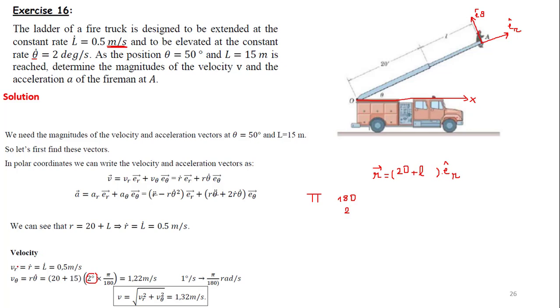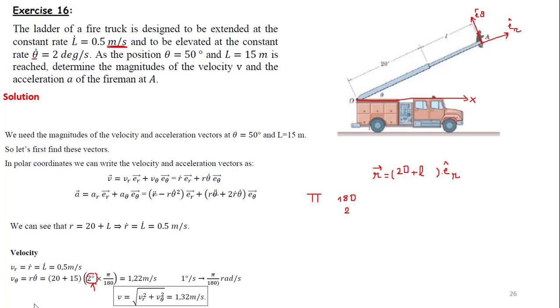So we have VR and we have V theta. We can finally deduce the magnitude of the velocity vector. It's equal to the radical of VR squared plus V theta squared, and the answer is in meter per second. So please pay attention to this conversion, okay?